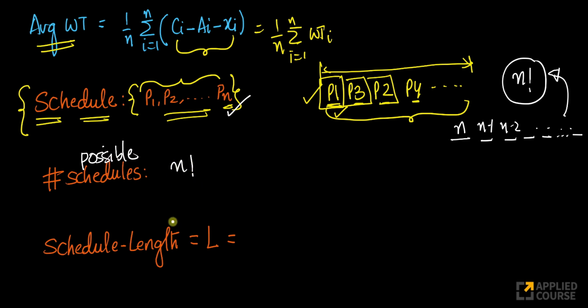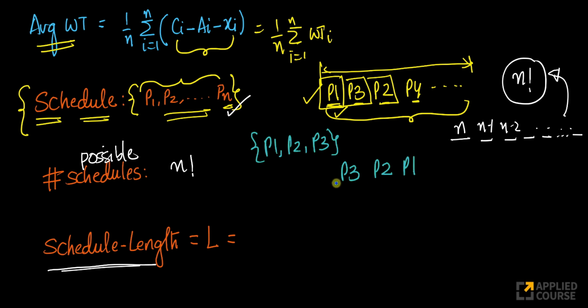Then there is this concept called schedule length. For any given schedule, let's take a concrete example. Imagine I have a set of P1, P2, P3. These are the three processes I have, and I said first let's finish P3, followed by P2, followed by P1. Let's assume this is my time axis. I start my P3 here, P3 finishes, I start my P2, P2 finishes, then I have P1, and P1 finishes here.